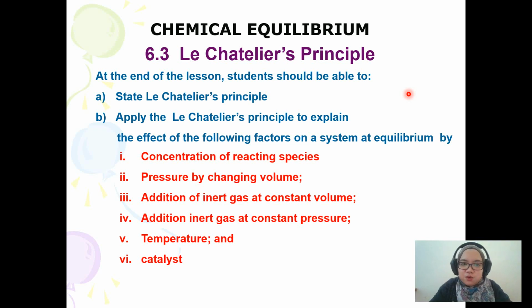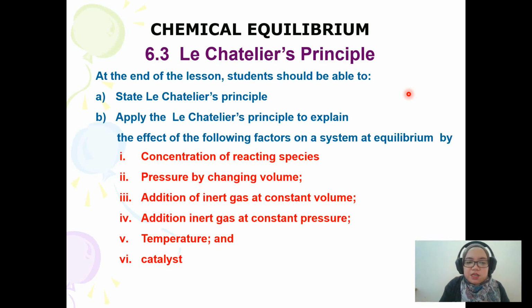So today we are going to continue with our chapter 6, chemical equilibrium, with the last subtopic, chapter 6.3, Le Chatelier's principle. We are going to cover a few learning outcomes for today. The first one is we are going to look at what is Le Chatelier's principle, and then we are going to apply the Le Chatelier's principle to explain the effect of the following factors on a system at equilibrium.